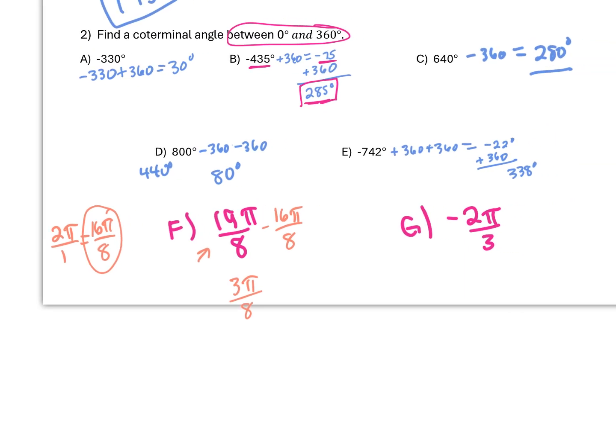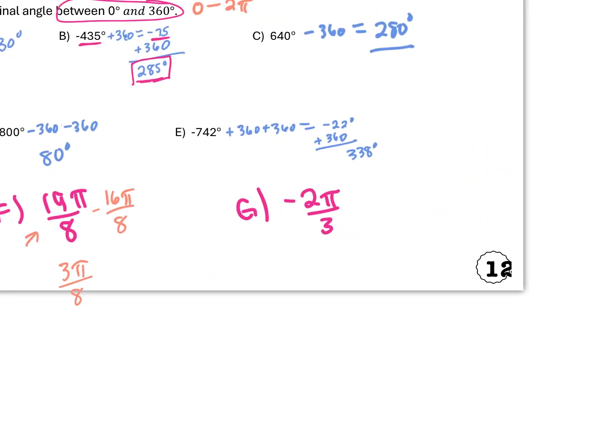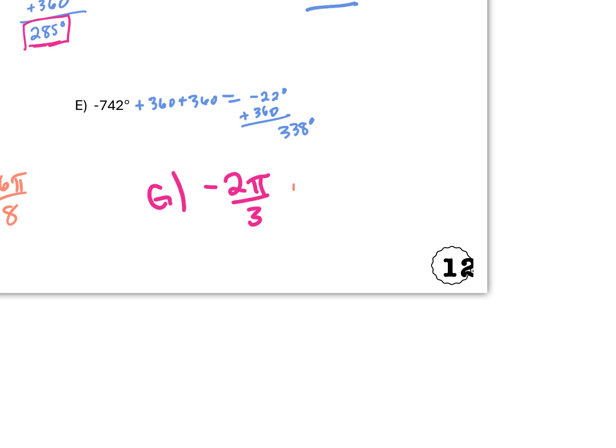All right, because Lily was asking, how do we know if we have to subtract again or add again? You need to have a number. If it's between 0 and 360 degrees, then that means it's got to be between 0 and 2 pi in radians. All right, if we have a negative angle measure, then obviously we have to add something equivalent to 2 pi.